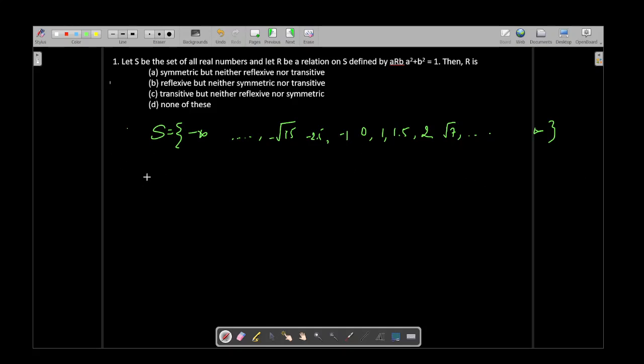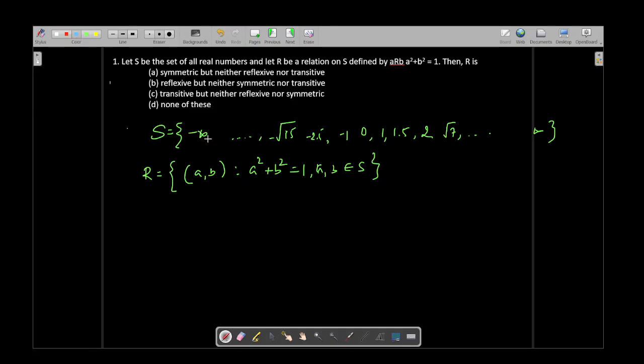And there is a relation which is defined on this set such that we have to take two numbers a comma b such that it satisfies this condition where a square plus b square should be equal to 1, and a and b belong to set S, that is the set of real numbers. And we need to check which properties this relation satisfies.